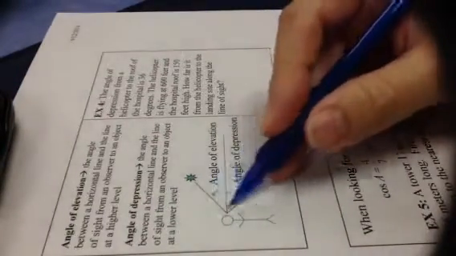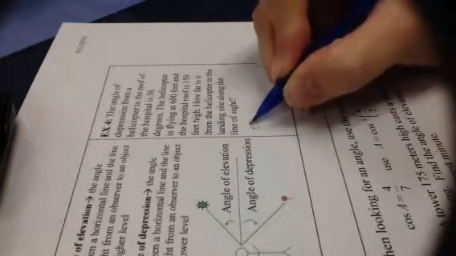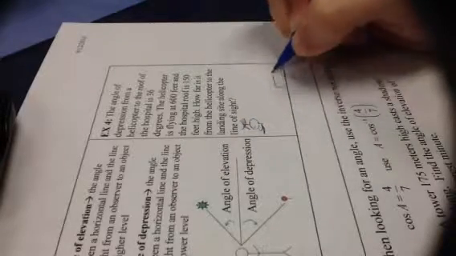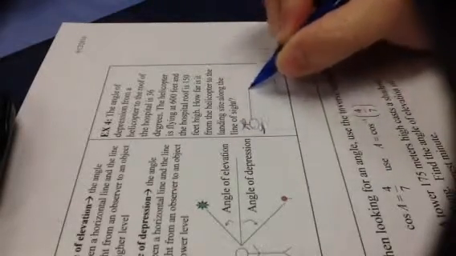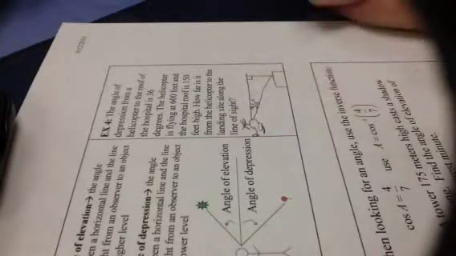Okay, angle of elevation, angle of depression. Angle of elevation is from level up, angle of depression is from level down. So we have this problem. The angle of depression from a helicopter to the roof of a hospital is 36 degrees. So you have your helicopter flying right here, and the roof of the hospital over here. From level with the helicopter down to the roof of the hospital is 36 degrees.